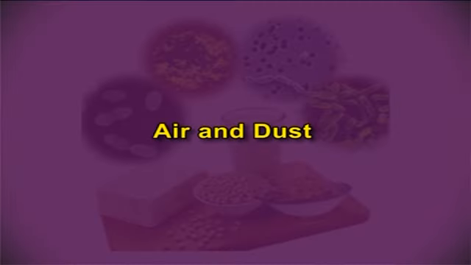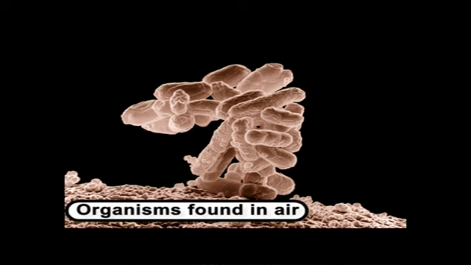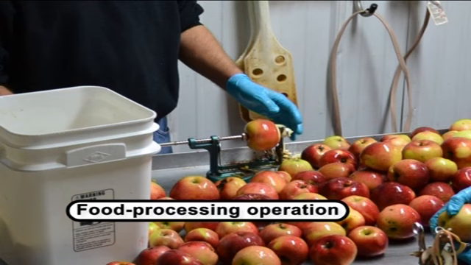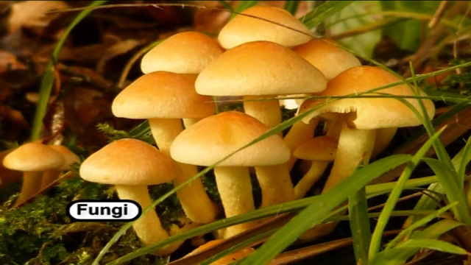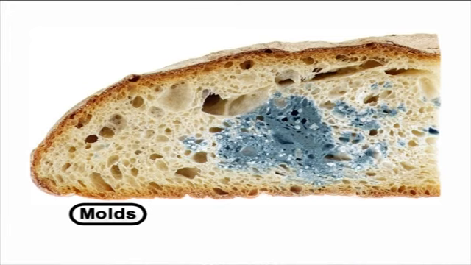Air and dust. Although most of the organisms found in air and dust in a food processing operation are not able to persist, the ones that can persist include most of the gram-positive organisms. Among fungi, molds may be expected to occur in air and dust along with some yeast. In general, the types of organisms in air and dust would be those that are constantly reseeded to the environment.